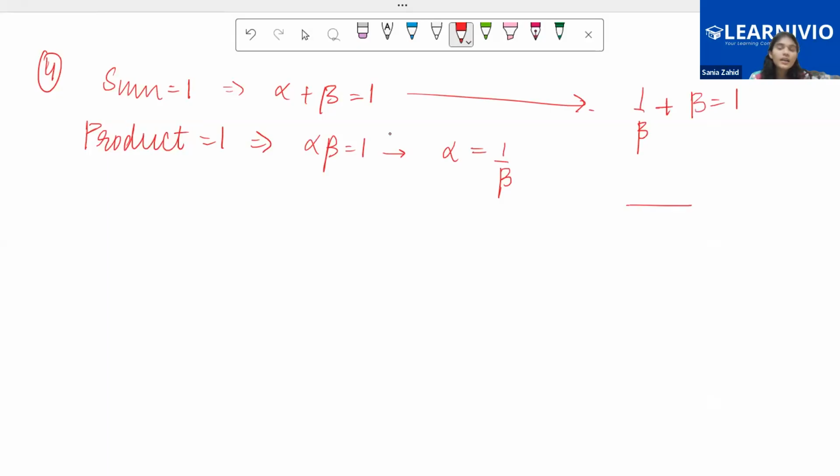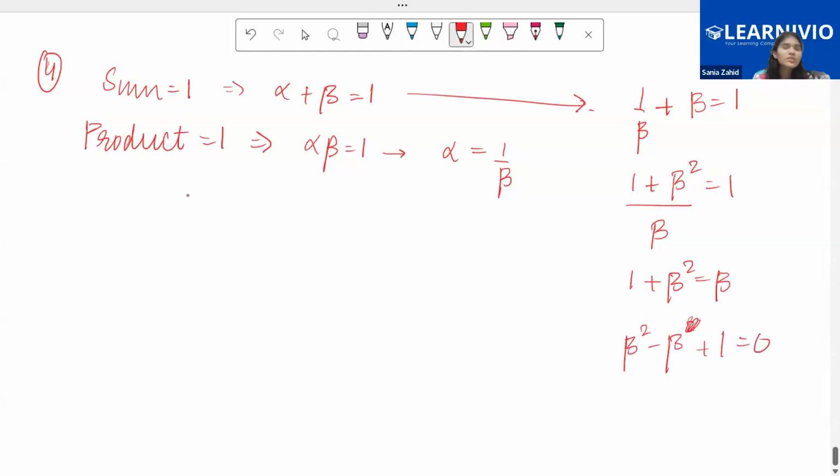So, can I write it as 1 plus beta square over beta is 1? That means 1 plus beta square is beta. And then we have beta square minus beta plus 1 is 0. Or you can also do it this way. You can find the value of alpha as beta minus 1 from here. Alpha minus alpha square is 1. This gives you the same thing only.